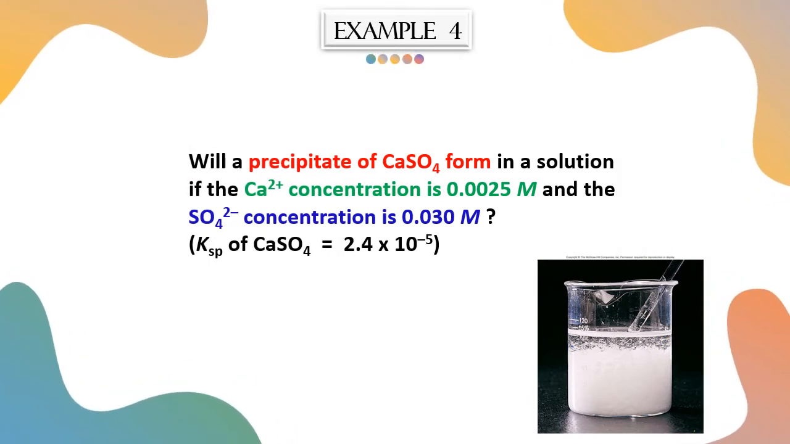After we learn about the comparison between Qsp and Ksp, let's check one exercise. Example 4. Will a precipitate of calcium sulfate form in a solution if the calcium ion concentration is 0.025 molar and the sulfate concentration is 0.030 molar? In this case, we need to write out the equation, find the product of these two ions, and then compare with the Ksp value, whether it's the same, smaller, or higher.